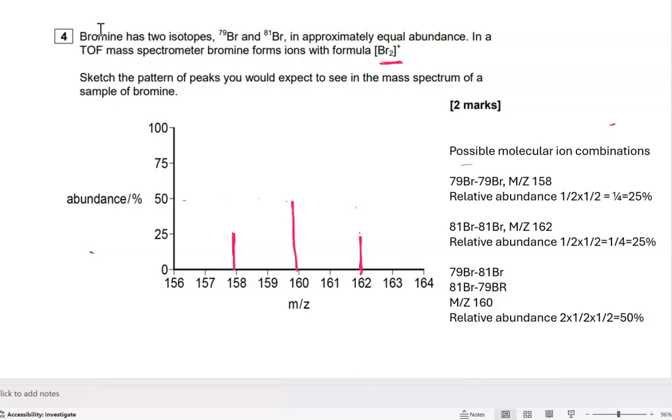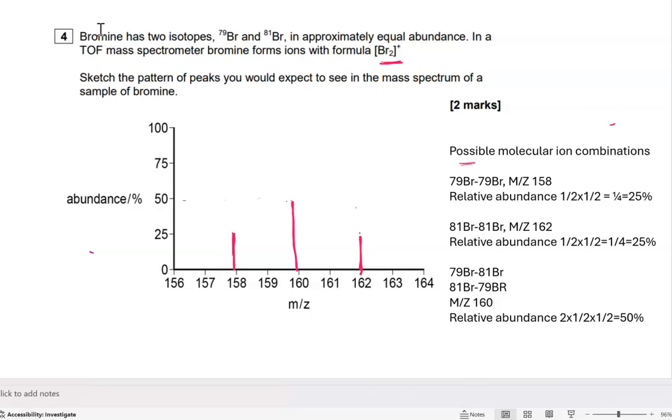Question: bromine has 2 isotopes, bromine 79 and bromine 81, of approximately equal abundance. In a TOF mass spectrometer, bromine forms an ion with formula Br2 1+. Sketch the pattern of peaks you would expect to see in the mass spectrum of a sample of bromine.